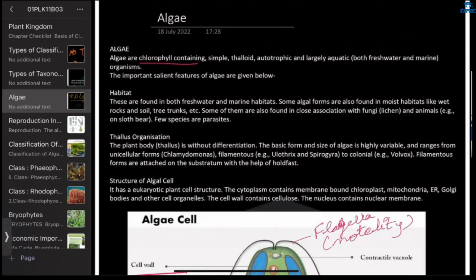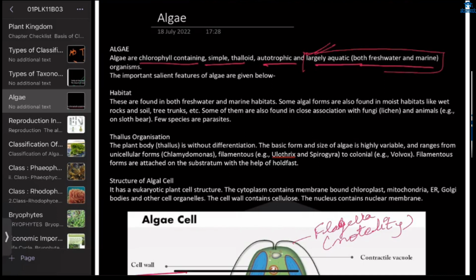Algae are chlorophyll containing, simple thalloid, autotrophic and largely aquatic, both freshwater and marine. Okay, here I have missed this point. So they are largely what? Aquatic, and they are found in fresh water and also marine. Now some people also see it in their home where the water is continuously flowing. There also we can say a green-like structure develops. So that green-like structure is only what? Algae. Okay, wherever there is water and continuous flow of water, algae starts to grow.